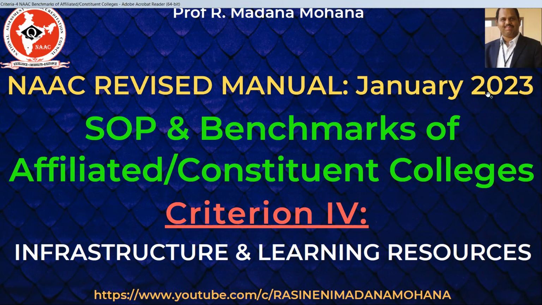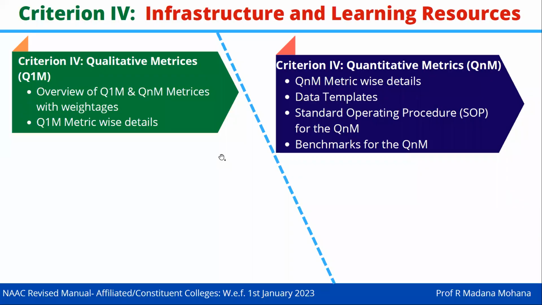January 2023. In earlier lectures, we covered the first three criteria. Now we will move to criterion 4 in this video, that is infrastructure and learning resources. As part of the outline of criterion 4, first we will see the overview of qualitative metrics and quantitative metrics along with their weightages, followed by an in-detail explanation of qualitative metrics and quantitative metrics. For quantitative metrics, the metric-wise data template, standard operating procedure and benchmarks are also covered.